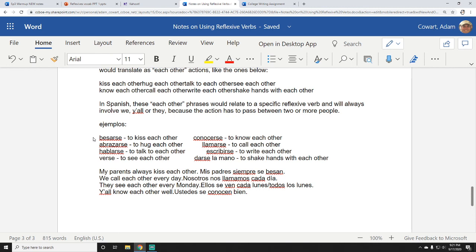Ugh, my parents always kiss each other. Mis padres siempre se besan. They kiss each other. Mwah. We call each other every day. Nos llamamos cada día. They see each other every Monday. Ellos se ven cada lunes, or todos los lunes. And finally, wow, y'all know each other well. Ustedes se conocen bien. It's reciprocal. It goes back and forth and it's equal.